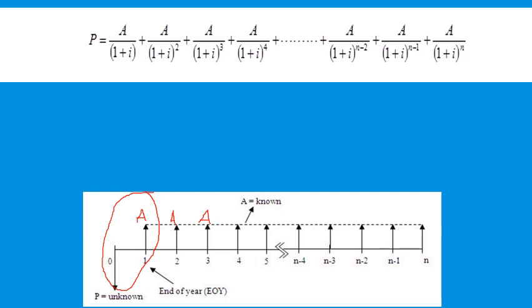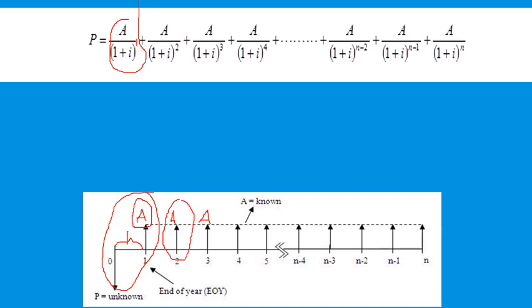How did I get this? A is nothing but a future amount that I am paying after 1 year. See here, there is a gap of 1 year, and hence A can be treated as a future amount that is paid after 1 year. So what was the relationship between P and F? P is equal to F divided by 1 plus I raised to N. What is the value of N here? 1 year. That's why P is equal to the first payment A divided by 1 plus I to the power of 1.